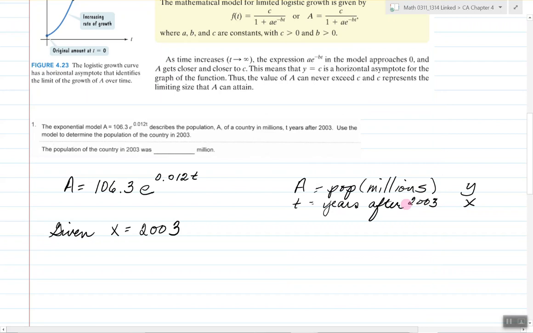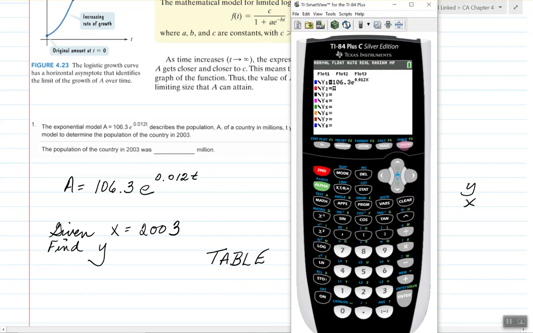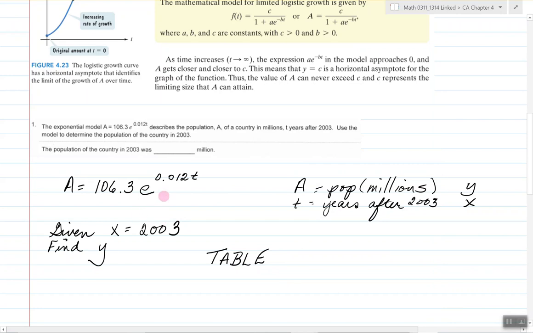If you are given an x and you are asked to find the population, which is y, given an x, find a y, you're going to use table. If you want to do it algebraically, you can. So I will do second table, and 2003, I don't type in 2003, because this is actually the year, and I want to know how many years it is since 2003. So X is actually 0. So you have to be careful. T is the years after 2003. So you have to take your year minus 2003 to actually get X.